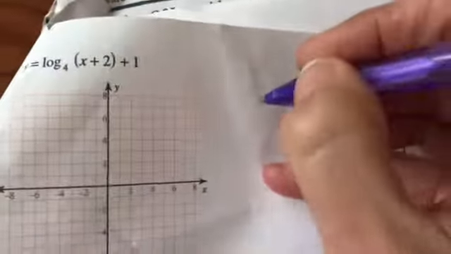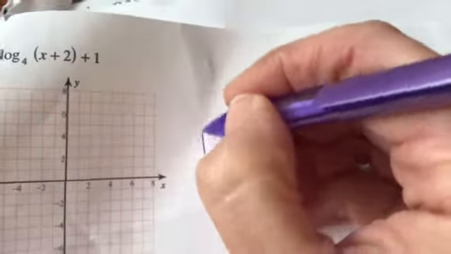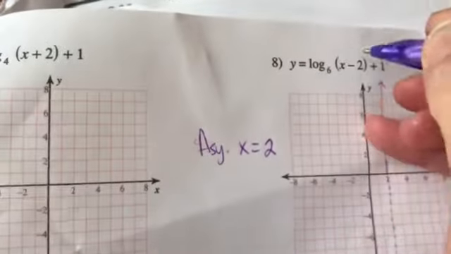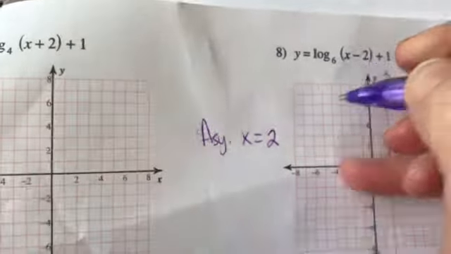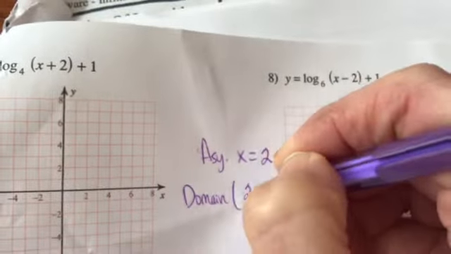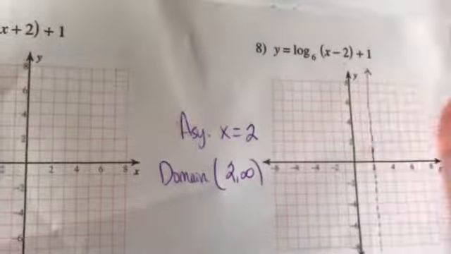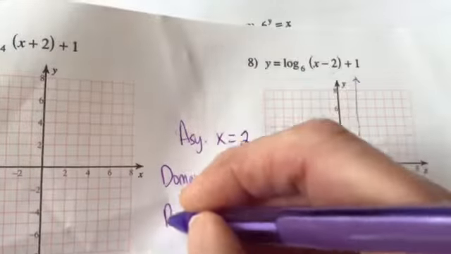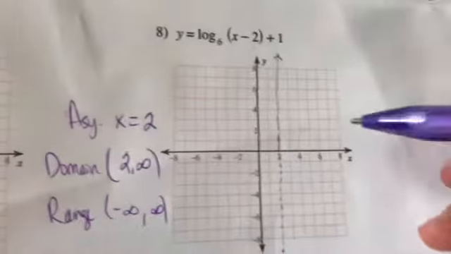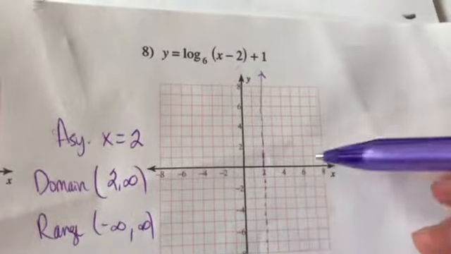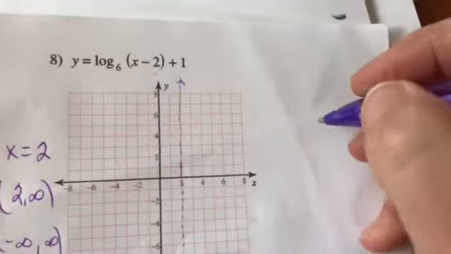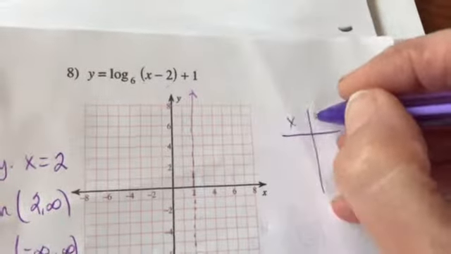By the way, I asked you to find the domain, the range, and the asymptote. My asymptote is the line x equals 2, because that's what makes it 0, and it can't be 0. My domain, this is no coincidence, goes from 2 to infinity, because it's going to stay on this side. My range is always all real numbers, because it's going to go up and down. Without doing too much, I know it's going to look something like this, but it's going to shift. In fact, it's going to go up 1 and to the right 2. But let's plot a couple of points real quick.